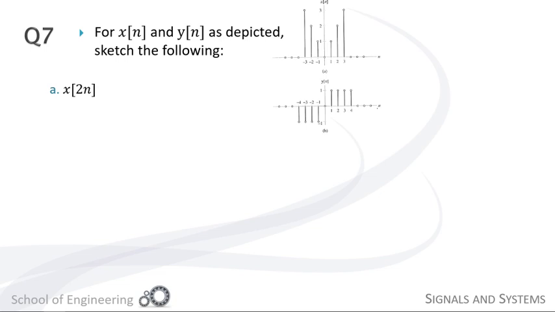When n is 2, it will be the same as x of 4, which is already 0. Minus 1 is going to be minus 2. Minus 2 will go to minus 4 here. So in other words, I'm going to get every second sample. If you think about it, what do we learn? Multiply by 2 is compression, right?